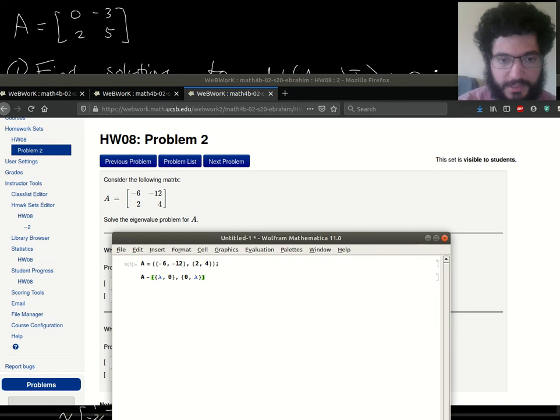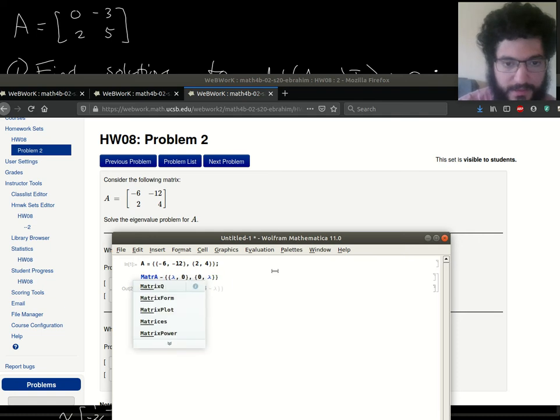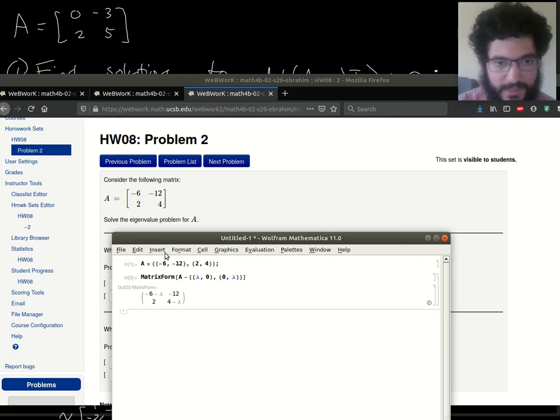Then what I'm interested in is the determinant of the matrix minus lambdas along the diagonal. So this is the matrix, and I'm just subtracting from it the matrix lambda 0, 0, lambda. If you want to look at what this looks like in pretty form, you can do matrix form. Basically, take this matrix, subtract lambdas from the diagonal, and then examine the null space of this thing. The null space would be the eigenvectors.